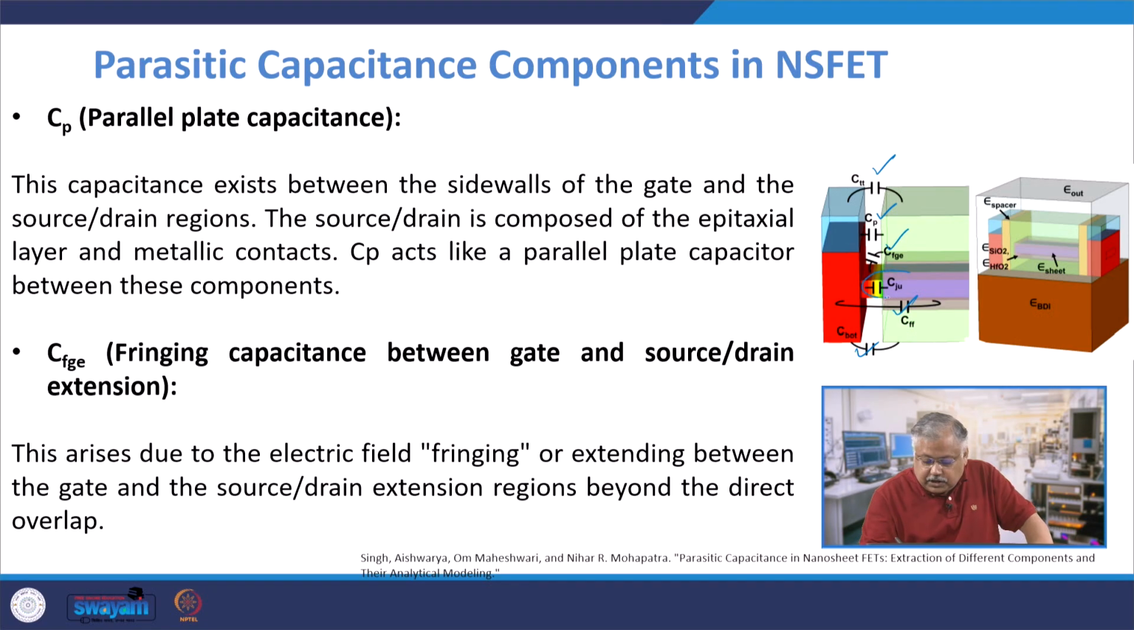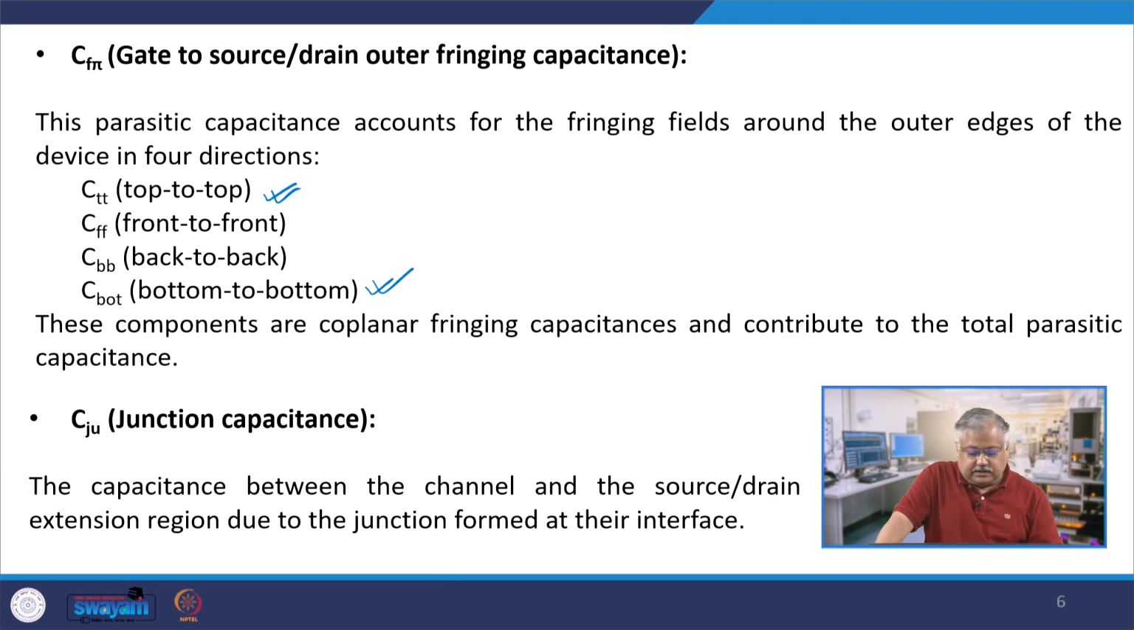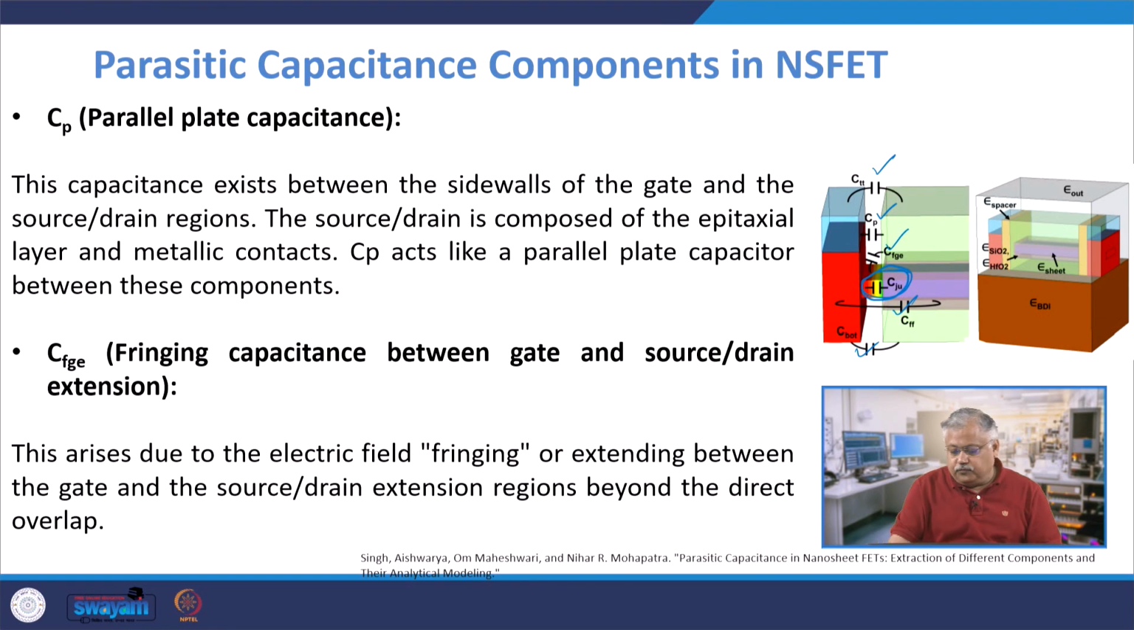So these are the junction capacitances between the channel and the region. Obviously, if that region is storing charge over a period of time, then that will result in what is known as a junction capacitance. So CJU is my junction capacitance in that case.